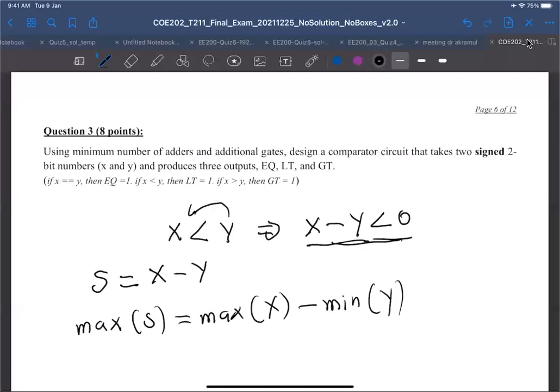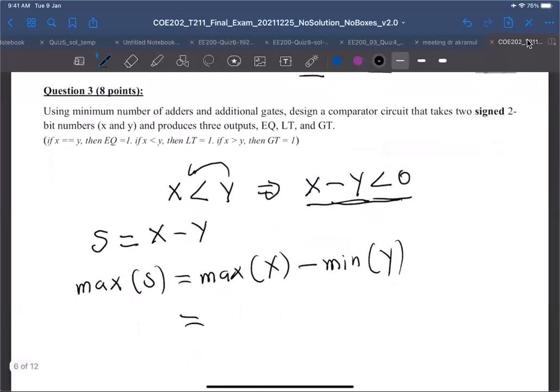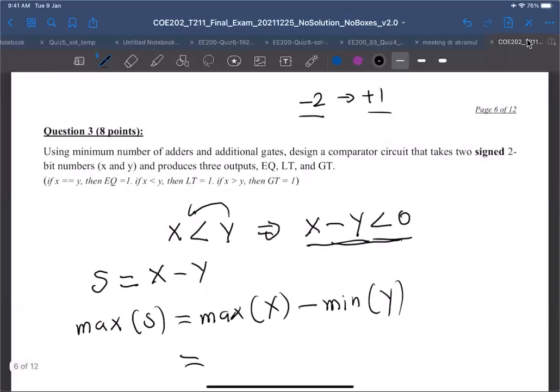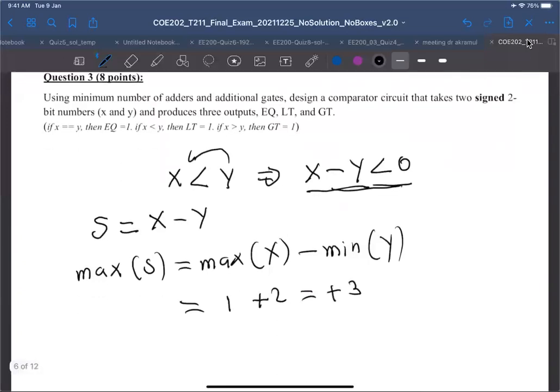And this equals, now X and Y are 2-bit signed. This is very small. If it is 2-bit, then it ranges from -2 all the way to +1. So this is the minimum and this is the maximum. And this equals the maximum of X, which is 1, minus the minimum of Y, which is -2. So this is going to be +2, and that equals +3. So this is the maximum of S.